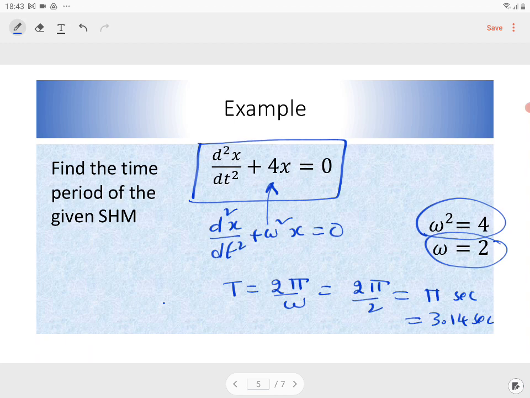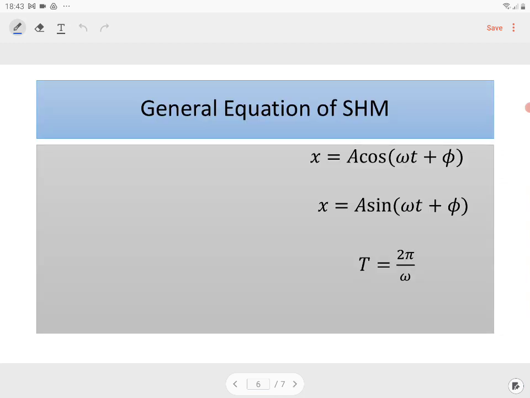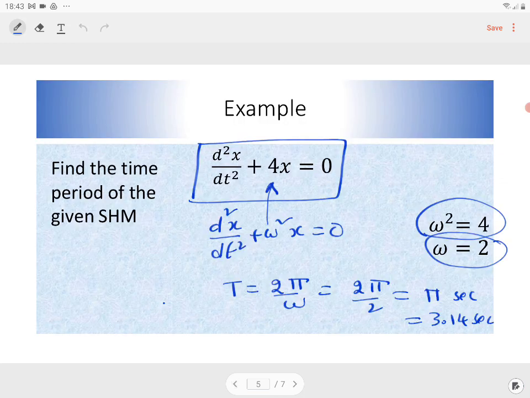About angular frequency and the general equation of SHM, we'll see in detail in the next video. Now this is part 1.